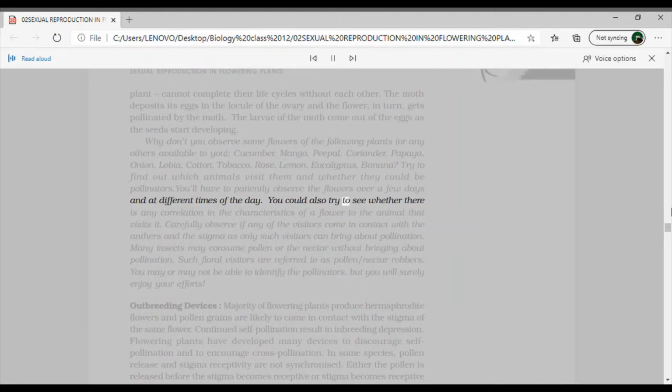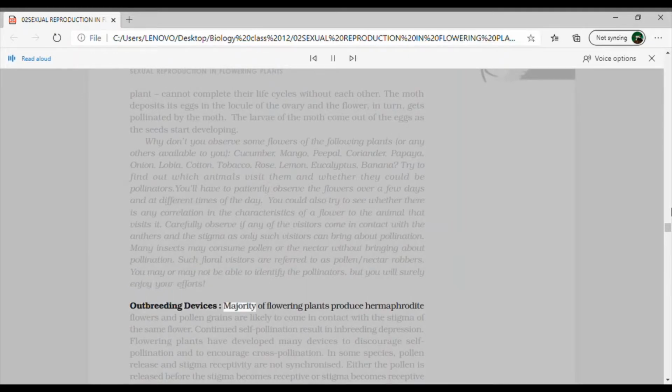You could also try to see whether there is any correlation in the characteristics of a flower to the animal that visits it. Carefully observe if any of the visitors come in contact with the anthers and the stigma, as only such visitors can bring about pollination. Many insects may consume pollen or the nectar without bringing about pollination. Such floral visitors are referred to as pollen/nectar robbers. You may or may not be able to identify the pollinators, but you will surely enjoy your efforts.